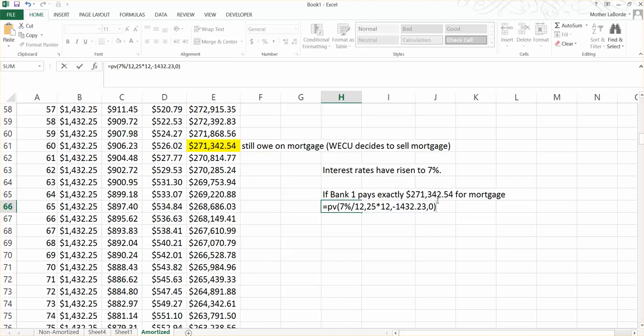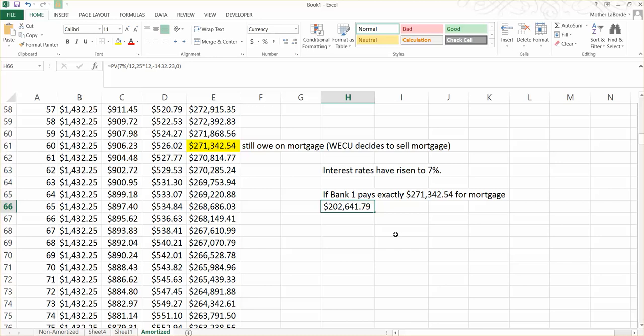When I press enter and Excel actually crunches the math, it should determine an answer that's less than $271,000. Again, because if Bank One pays exactly $271,342, they'll only earn 4%, but they want to earn more. The way to boost that rate of return up to 7%, given a fixed payment that they'll receive of $1,432 from me, is to pay less than $271,000. So they would only pay WeQ $202,000 for my mortgage, but I would still have to pay Bank One this much every month.